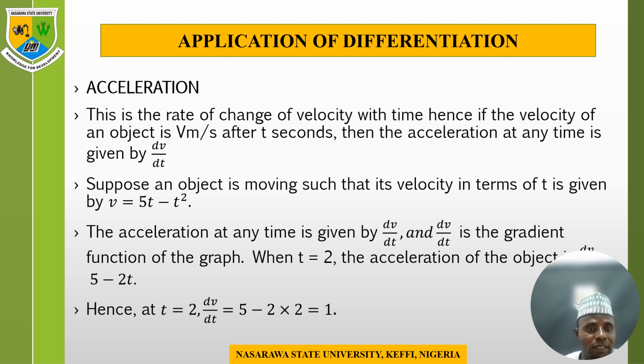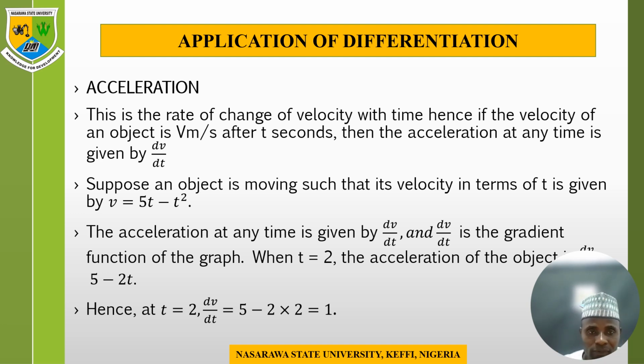Remember we mentioned earlier that velocity is the rate of change of the distance with time. Then by the definition, acceleration is the rate of change of the velocity with time. So if you are given a question on velocity, you differentiate that particular function with respect to time. But if you are asked to find the acceleration, then if the question is in distance, you differentiate that to get velocity, then you differentiate the velocity again to get the acceleration.